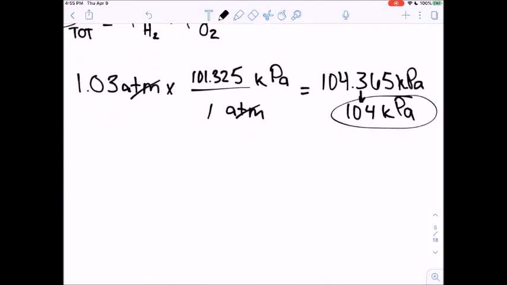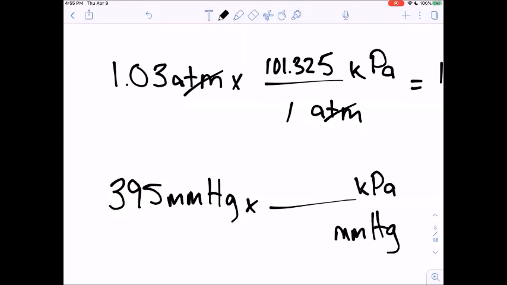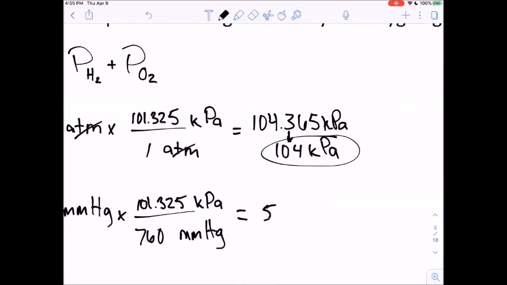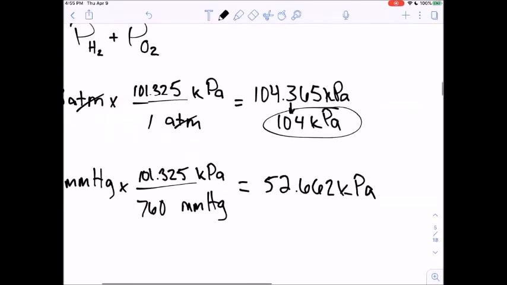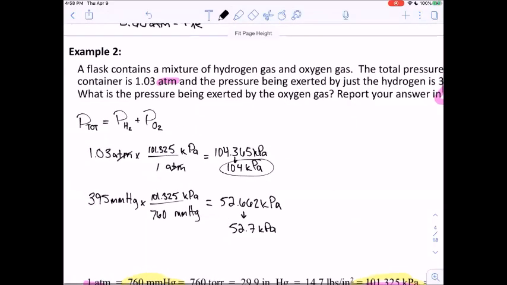So we're starting with 395 millimeters of mercury. And we're going to convert that by putting millimeters of mercury on the bottom and kilopascals on the top. So I have 760 millimeters of mercury and 101.325 kilopascals. You plug that into your calculator and you wind up with 52.662 kilopascals, which with significant digits rounds to 52.7 kilopascals.